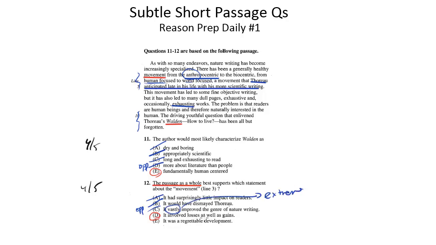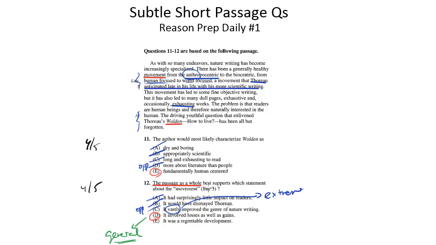D, it involved losses as well as gains. So a lot of people look at this choice and they'll say, wow, that's really general. Like, what does it have to do with what happened in the passage, right? It's really general. But as you often see on reading questions, the general choice is typically the right one. And you can see why here.